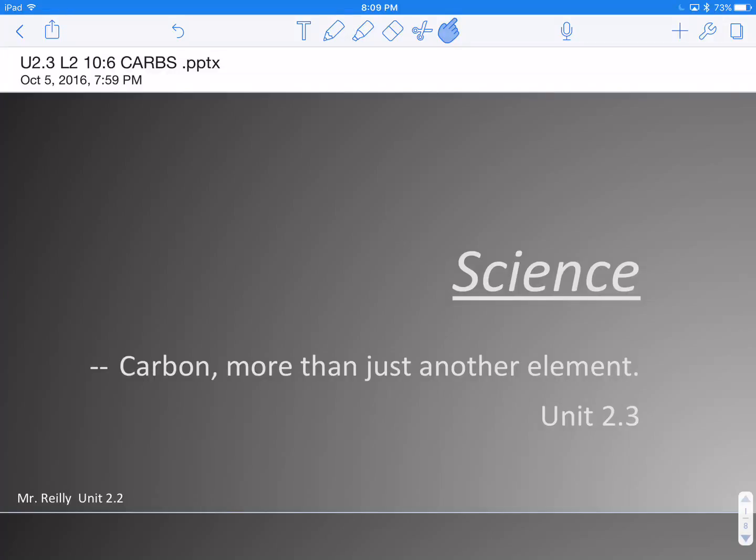All right, guys, so today we are going to be continuing our carbon unit and we're going to be focusing on our first macromolecule, which happens to be carbohydrates. I'm sure carbohydrates is a word that's very familiar to you from specifically your diet and maybe even health classes that you've taken in middle school.